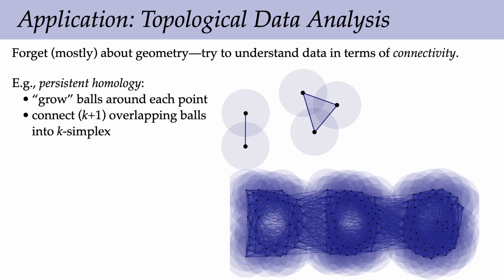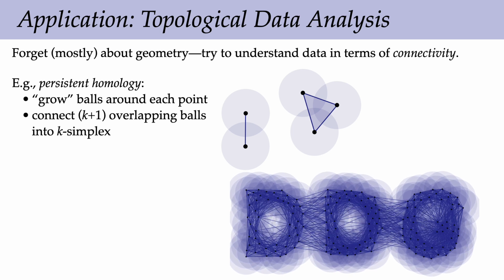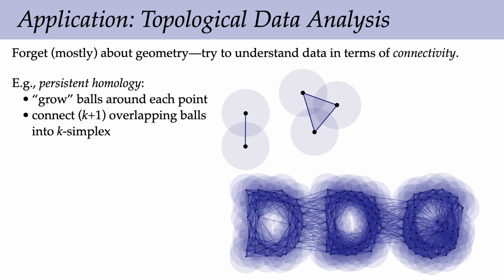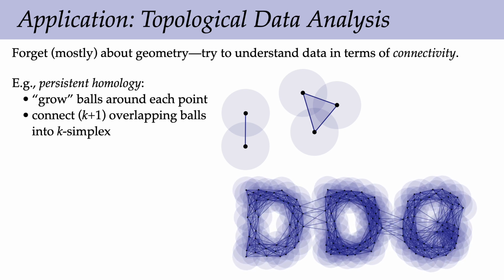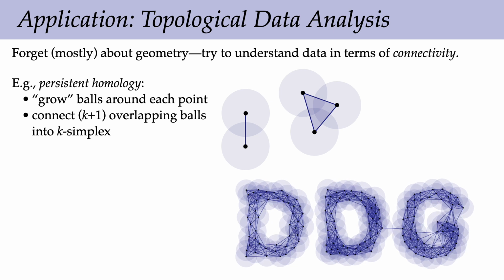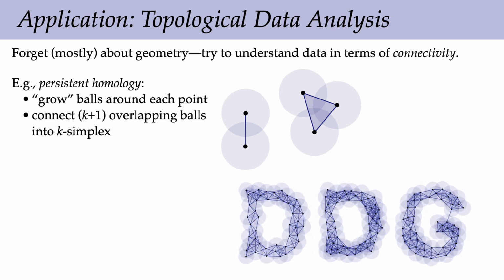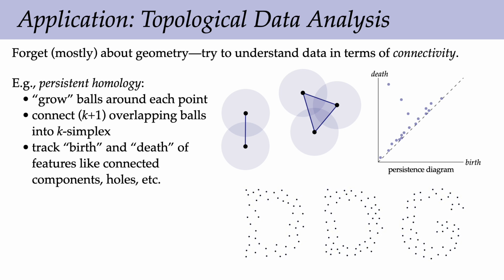So what's the conclusion? If you wanted to know how many letters there are, or which letters form a loop versus which ones don't, which ball radius should you trust? And the answer is you shouldn't trust any one radius, but instead you should track the birth and death of different features like connected components and holes and so forth.